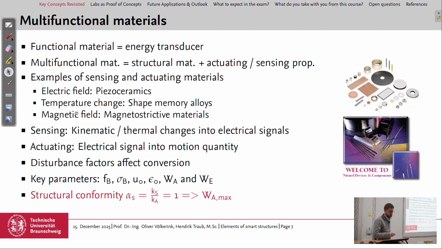And for sensing, we want to record kinematic and thermal changes and convert them into electrical signals to record them. And for actuating, it's the other way around. We have a control signal, amplified and transduced, the electrical signal into a motion quantity.